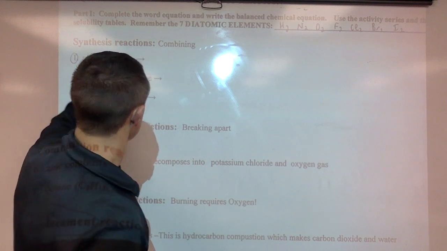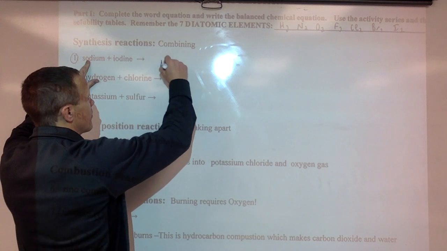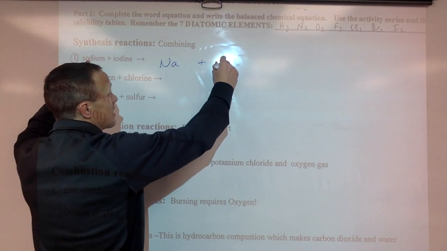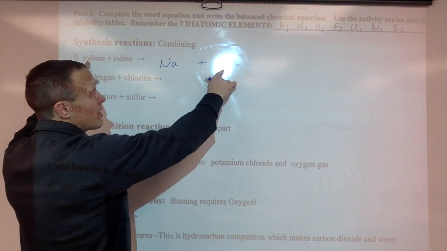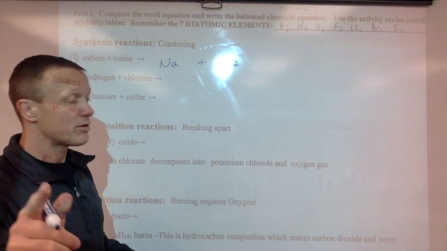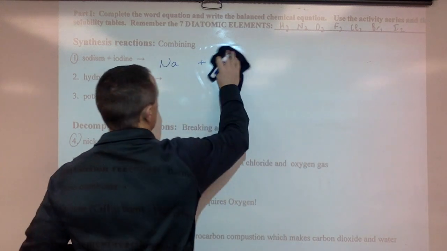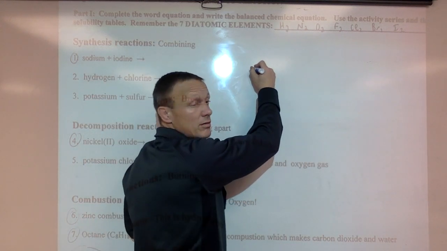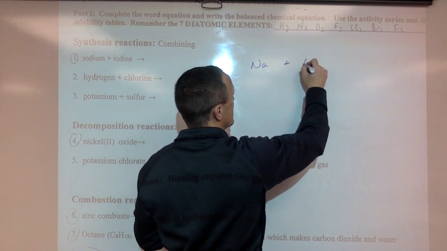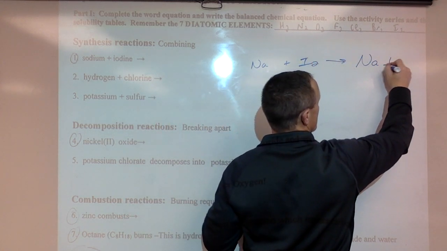So synthesis, remember, you should have one product over here. So our reaction here, we have sodium plus iodine. So I'm going to write that over here. Sodium plus iodine. Iodine is diatomic. Okay, sorry about the glare there. It's hard to see that. Let me move that over. So we got sodium plus iodine. They're going to form a compound of sodium iodide.